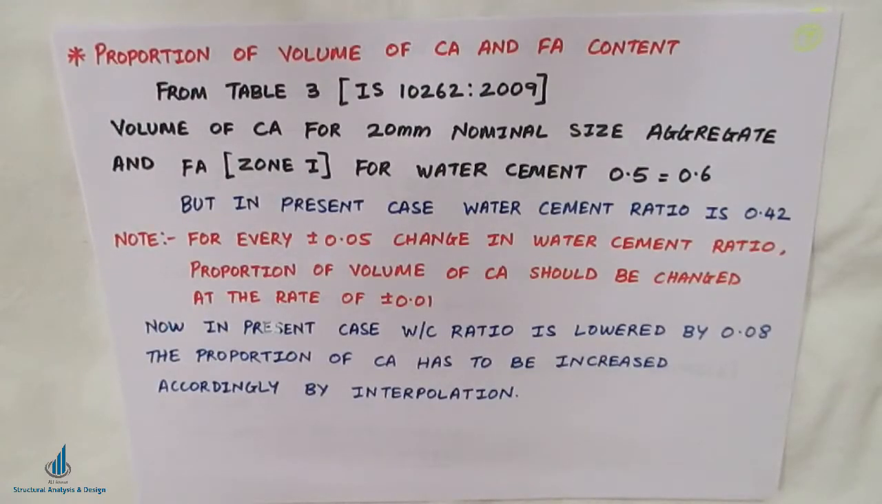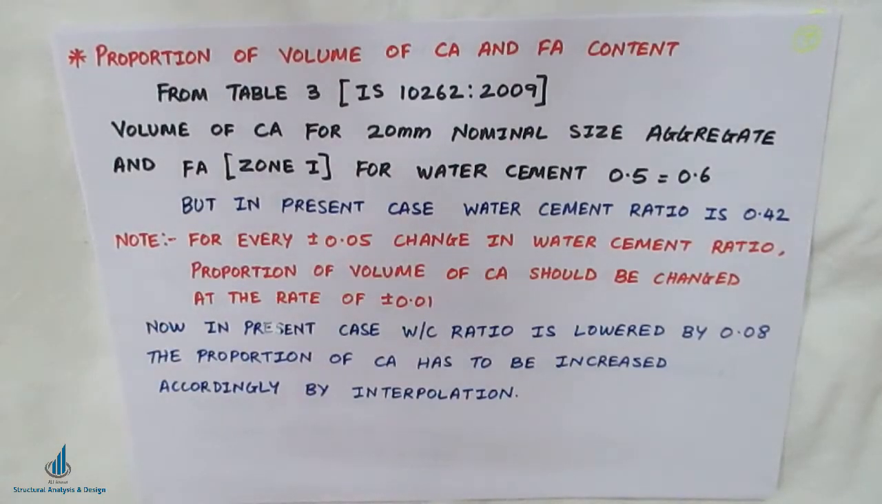So next is the proportion of volume of coarse aggregate and fine aggregate content. From Table 3 of IS 10262:2009, page number 3, the volume of coarse aggregate for 20 mm nominal size aggregate and fine aggregate zone 1, for water cement ratio 0.5, equals 0.6.